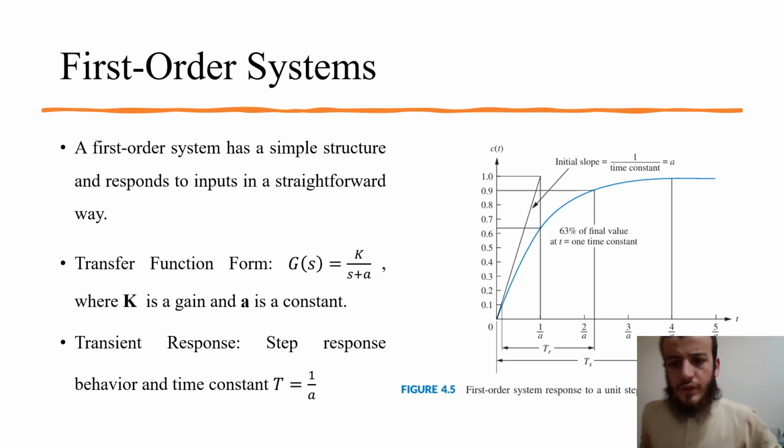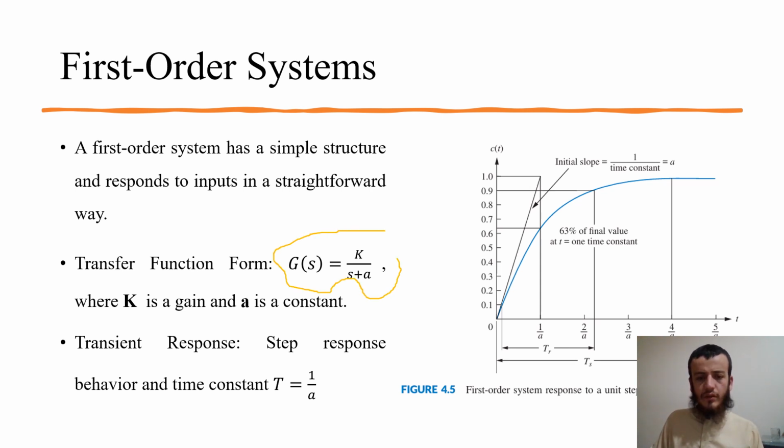In a first order system, a first order system is actually a simple structure that responds to an input directly or straightforwardly. We have some parameters. Here is a simple example. Here k is not constant, it is a gain, which could be different, but a is constant. Okay. The transient response.